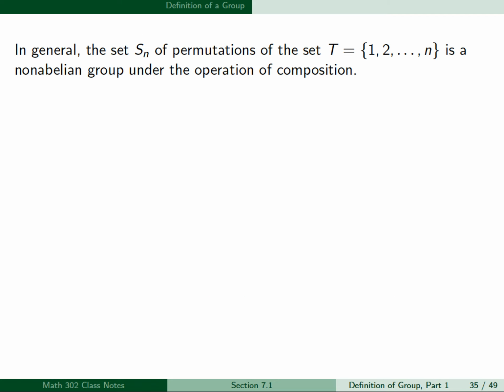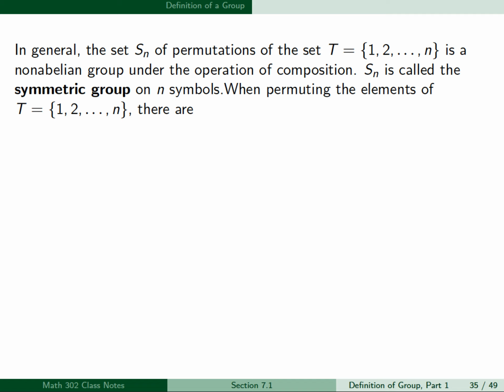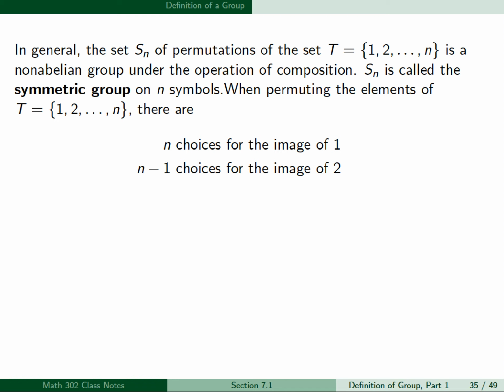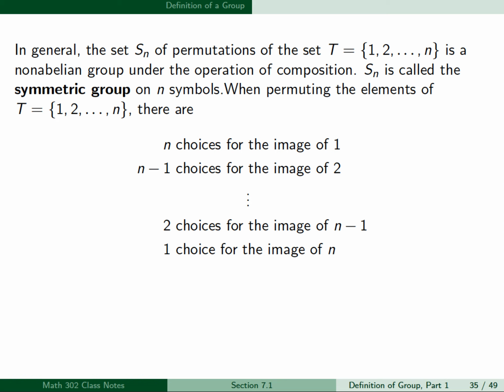In general, the set S sub n of permutations of the set 1, 2, up to n is a non-abelian group under the operation of composition. S sub n is called a symmetric group on n symbols. Now, when permuting the elements of T equal 1, 2, up through n, there are n choices for the image of 1, n minus 1 choices for the image of 2, and so on down to 2 choices for the image of n minus 1, 1 choice for the image of n. So there are going to be n times n minus 1 down to 2 times 1, or n factorial permutations in S sub n.